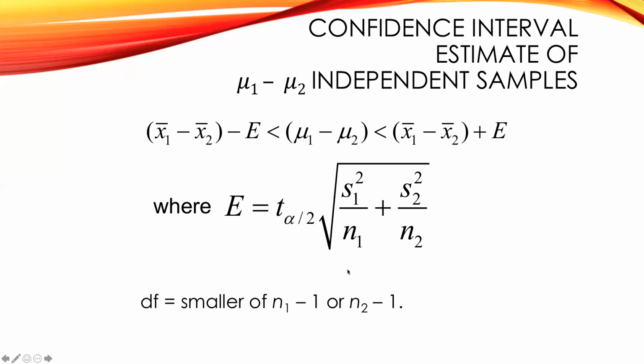And you can see the margin of error, again, is calculated with t alpha over 2 using the Student t distribution. And alpha you might be picking however you want your confidence interval. And then the degrees of freedom is whichever the smallest is of the two sample sizes minus 1.